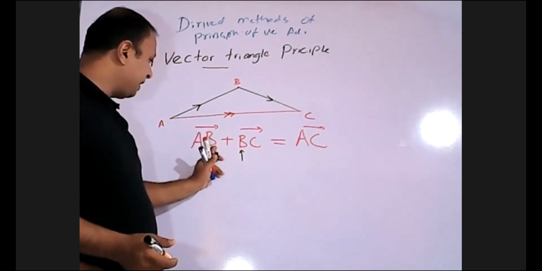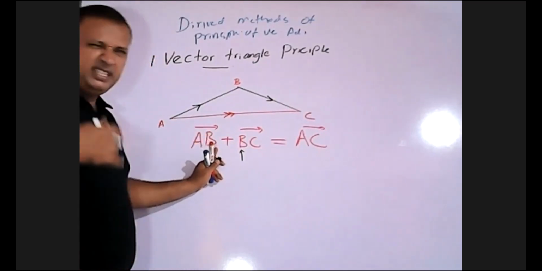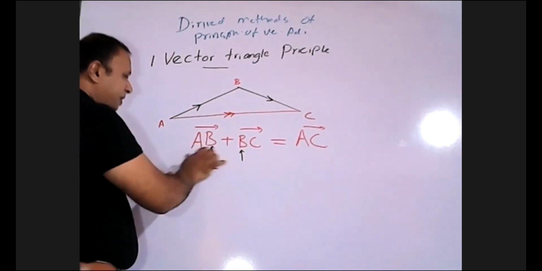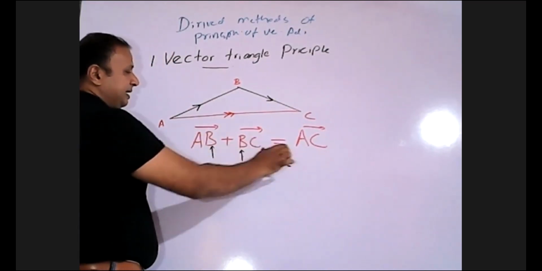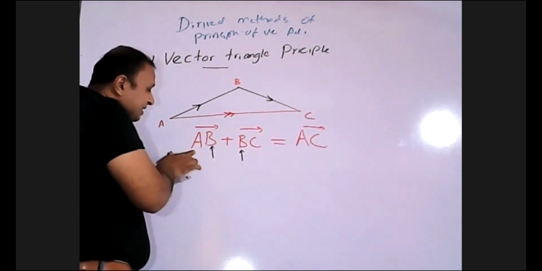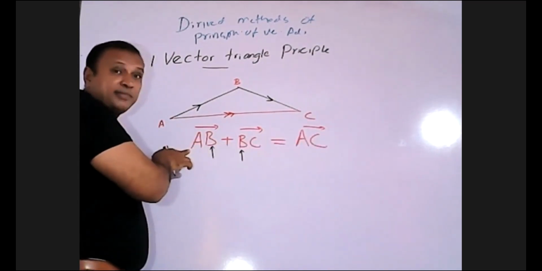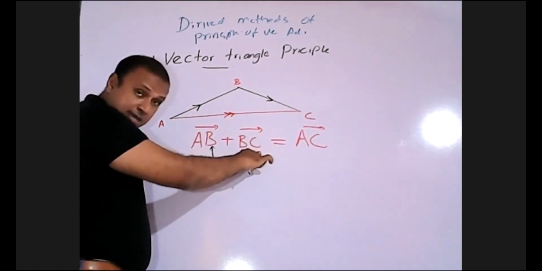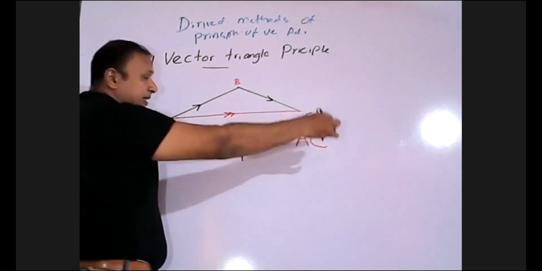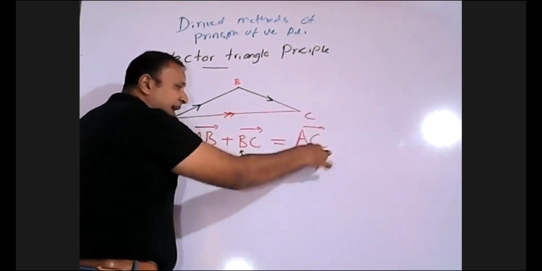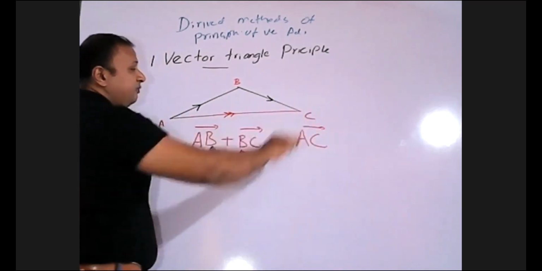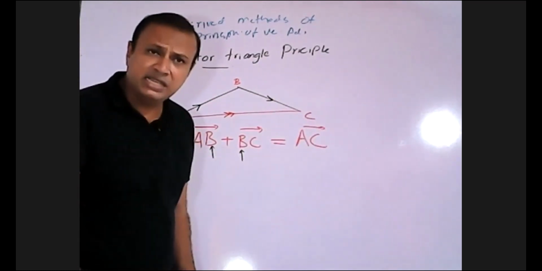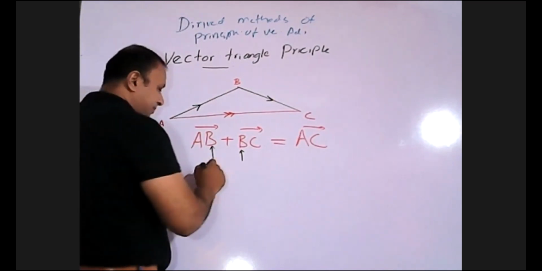If you write here C, then this should be C too. AB plus BC is equal to AC. AC has two free ends: this is the free end of the AB vector, and this is the free end of the BC vector. Then you will have the addition through the AC vector. That is the principle of vector addition. Those should be the same.